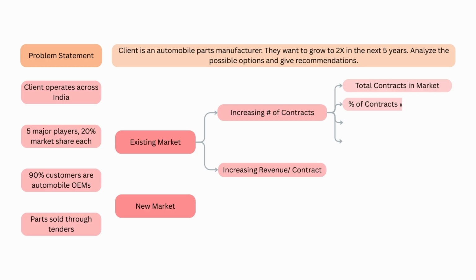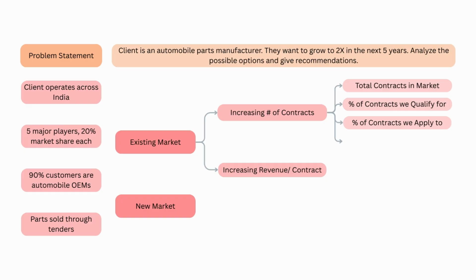Second is percentage of contracts we are qualified for. This we can control. By improving our R&D, product quality and capabilities, we can qualify for more categories of tenders. Third is percentage of contracts we apply to. Maybe the client isn't applying to all possible tenders today. We can expand our bidding efforts.